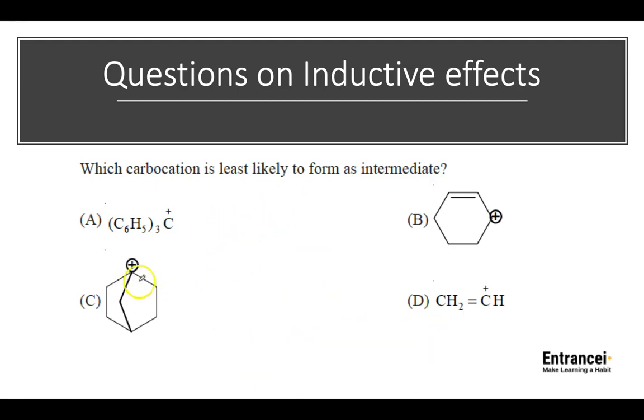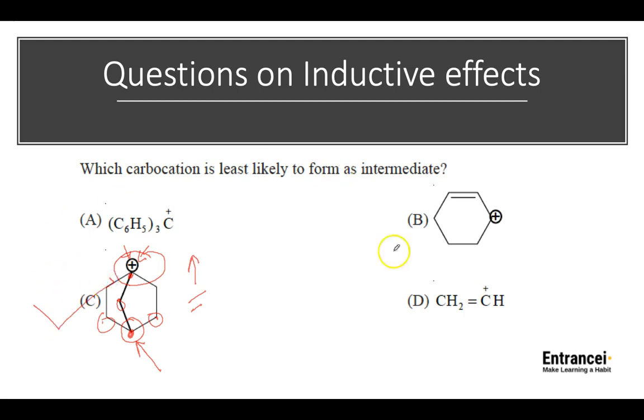One more thing: the carbon at a bridgehead position. How to identify a bridgehead? Any carbon which is attached to three carbons and all three are part of a ring is known as a bridgehead carbon. If a bridgehead carbon carries a positive charge, such carbocations are highly unstable. Why? Because it increases strain, which I have not yet explained. I will explain strain in a coming lecture. So always remember, at the bridgehead position the positive charge is highly unstable. So the correct answer will be C.